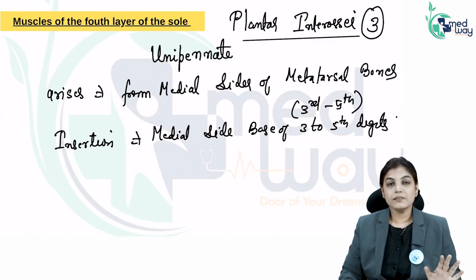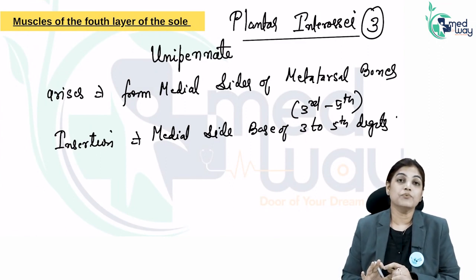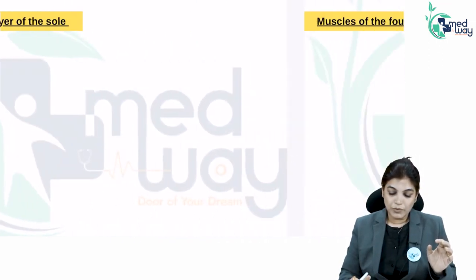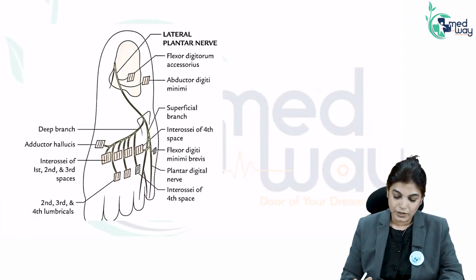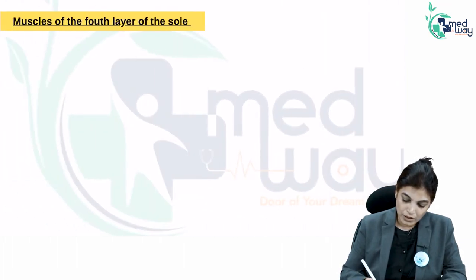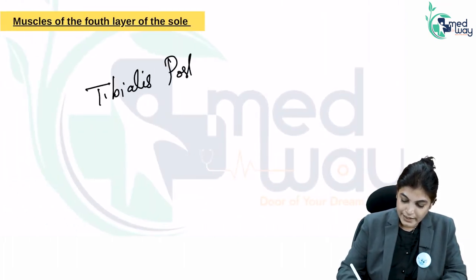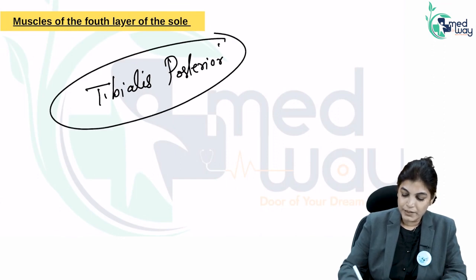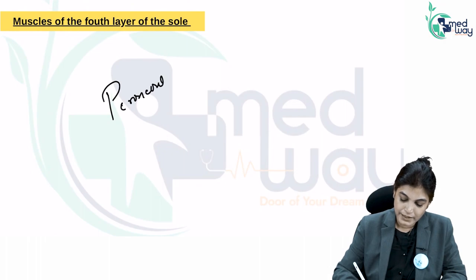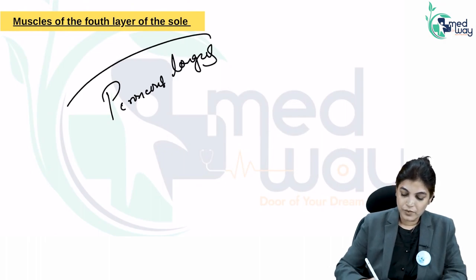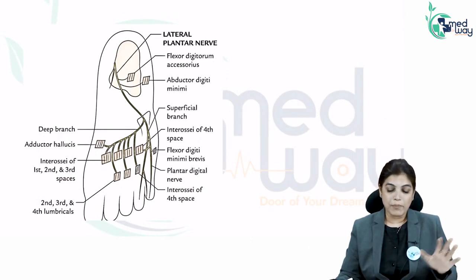So done with this. In short, we have finished with all the muscles of the 4 layers of the sole. Now, before traversing, I would like to tell that tibialis posterior is already done, it has already been completed in the leg. Same way, peroneus longus is already completed in the muscles of the leg. So I am not going to complete it once again. You can just revise it from the compartments of the leg.